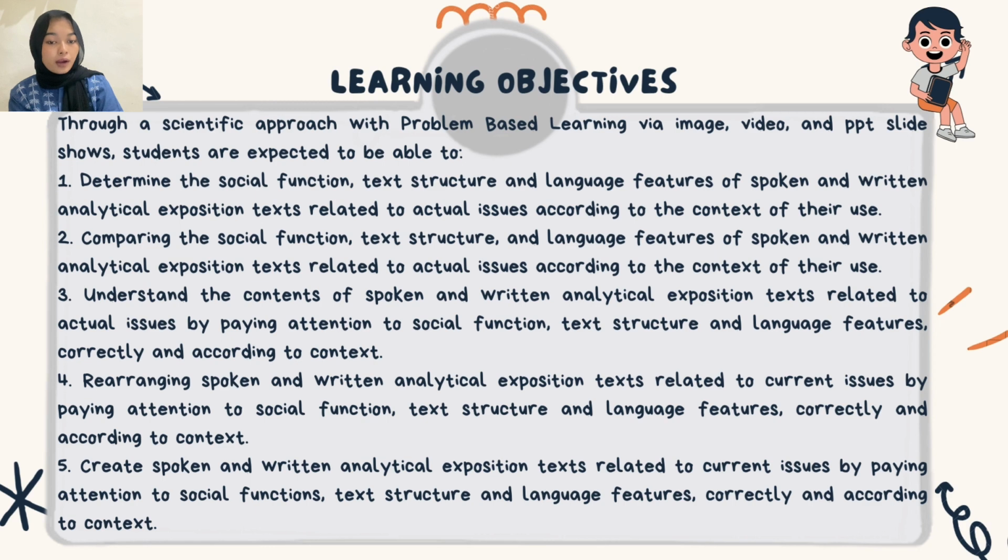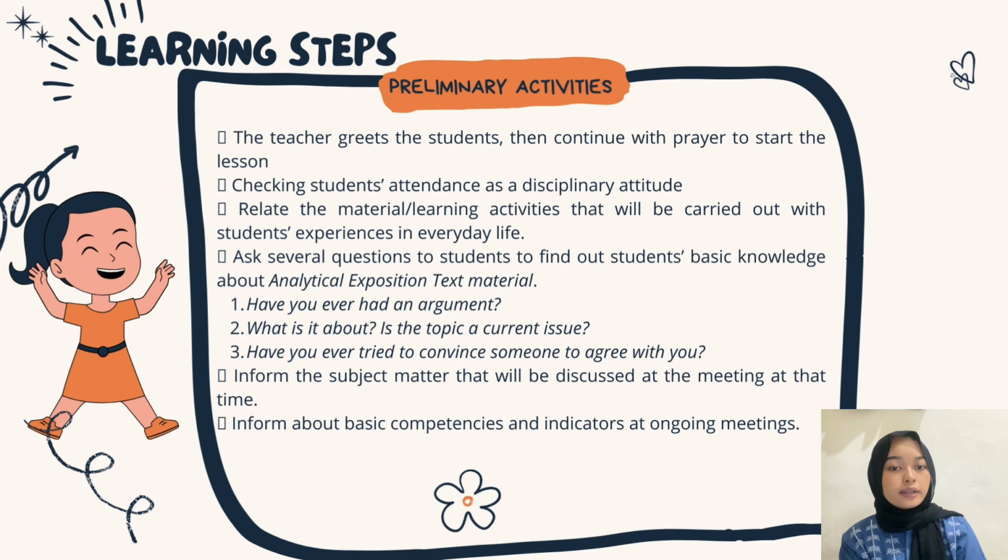And the last, 5. Create spoken and written analytical exposition text related to the current issues by paying attention to social function, text structure, and language features correctly and according to the context. And the next is learning steps. In this lesson plan, I made it for one meeting. And then there are preliminary activities, core activities, and closing activities.